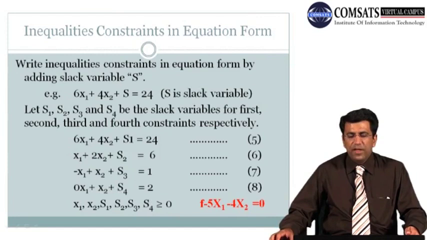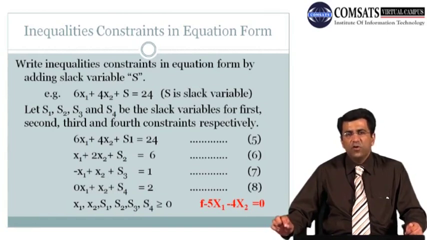As a next step, we'll have to introduce a slack variable, because we are dealing with less than or equal to equations. So let s1, s2, s3 and s4 be our slack variables for the first, second, third and fourth constraints respectively. We have added these slack variables to the inequalities in order to convert them into equalities.